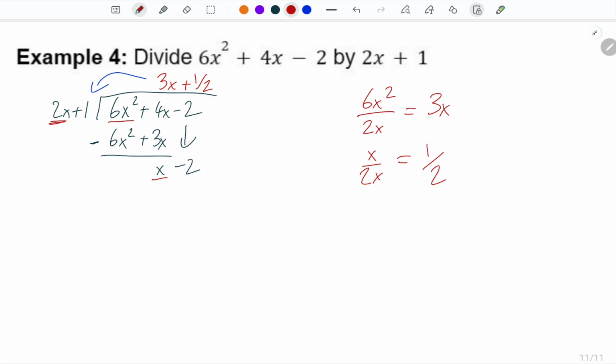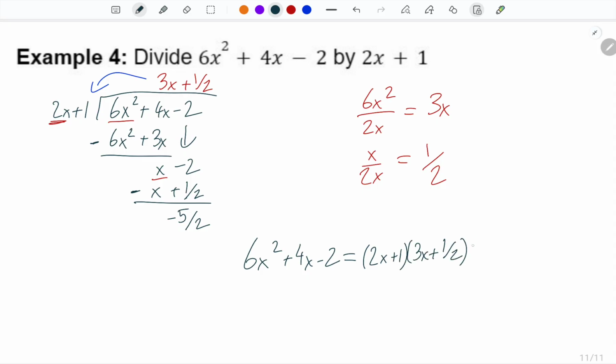So I'm just going to write it as a half there, and we multiply the half in, and you'll get 1 half times 2 is just x. 1 half times 1 is just a half. And we're subtracting that, and you're left with, well, the x's cancel out. Negative 2 minus a half is negative 5 halves. And so, yeah, just be careful. Fractions do happen. So we can say 6x squared plus 4x minus 2 is equal to 2x plus 1 times 3x plus a half minus 5 over 2.